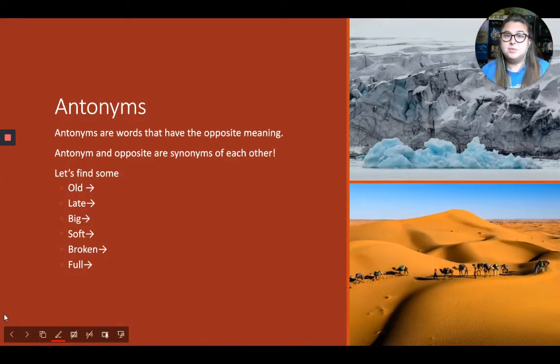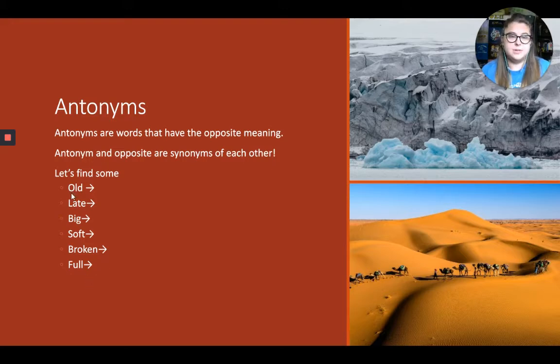Now, if synonyms mean the same thing, antonyms, on the other hand, mean exactly the opposite. So what we want to think to ourselves is that we all know what opposites are. We know that. That's a skill we all have. Instead of saying what is the opposite of something, though, I'm going to challenge you to start saying what is the antonym of something. So on the screen here, I've got a list of words that are pretty common opposites that we could find. But instead of saying opposites, we're going to say antonym.